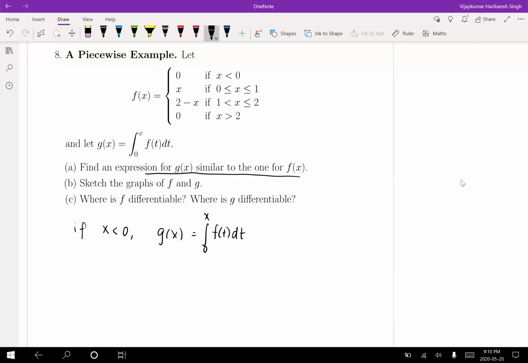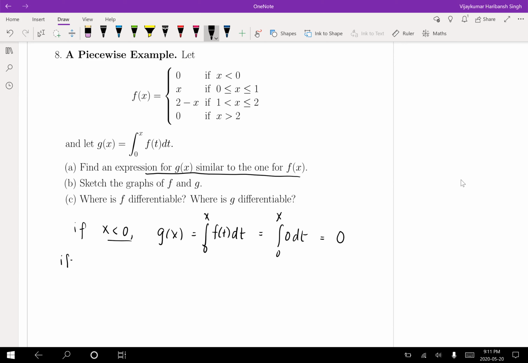But in that range, if x is less than 0, from 0 to x, in that region, your function is simply defined as 0. So the integral from 0 to x of 0 dt, and that is going to be 0, right? Because it's an integration of area under the function 0.